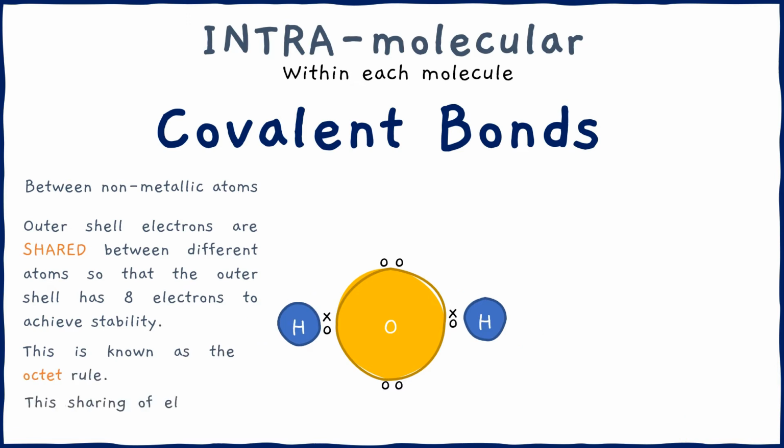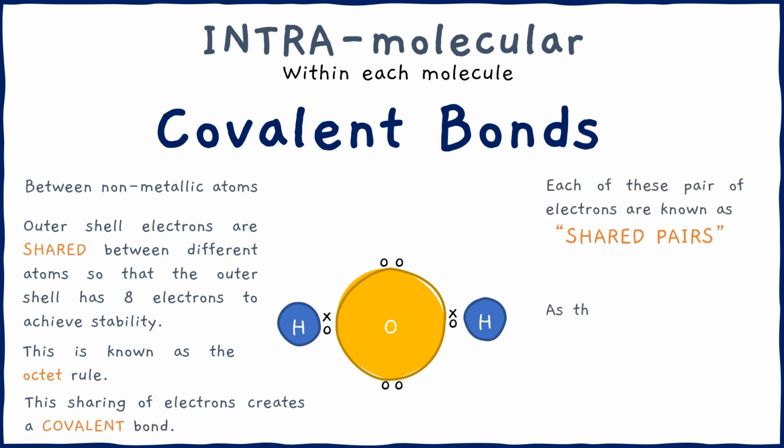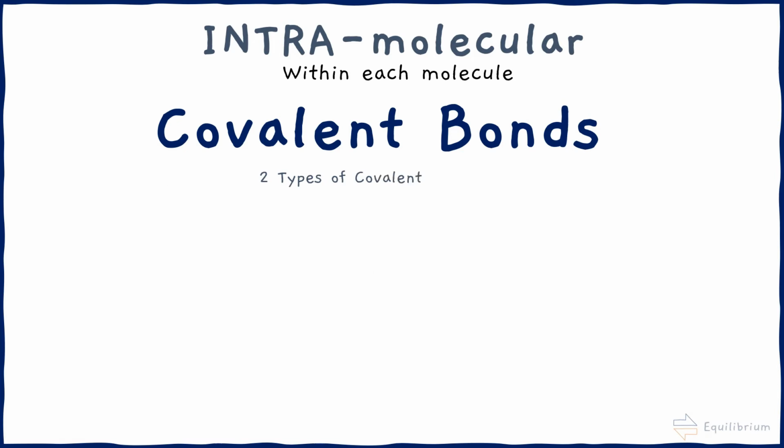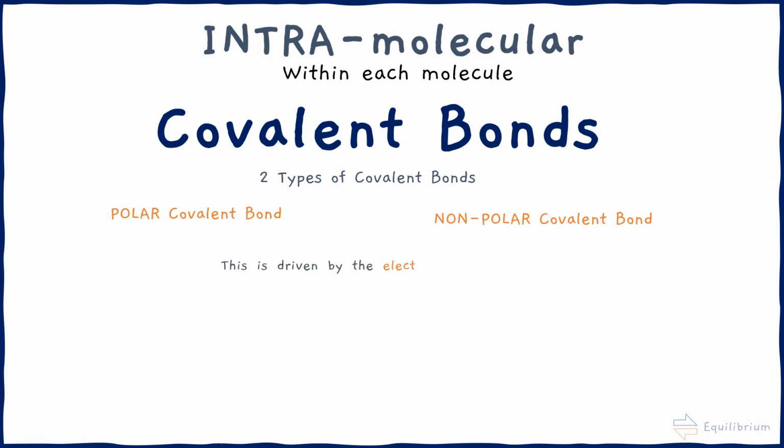This sharing of electrons creates a covalent bond. Each of these pairs of electrons are known as shared pairs. As their bonds are super stable, they are super strong. There are two types of covalent bonds, polar and nonpolar covalent bonds. This is driven by the electronegativity between the atoms bonded by the covalent bond.